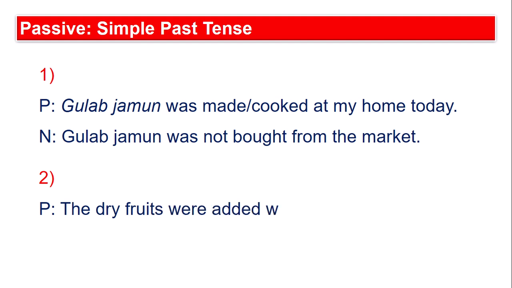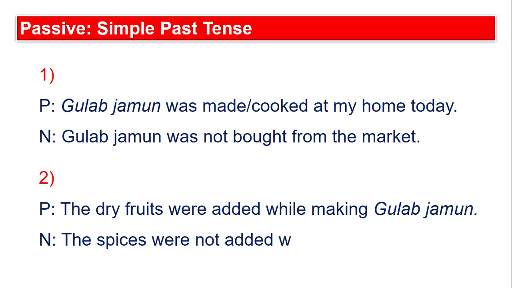Second example: The dry fruits were added while making gulab jamun. The spices were not added while making the jamuns. So if you see these sentences, guys, it is really very crucial to have objects in these sentences, and these sentences begin with the object, on which the activity is performed according to the definition. And if you want to refer to those definitions and all the nitty-gritty of little things, you can start learning from the very first lecture in our playlist section.